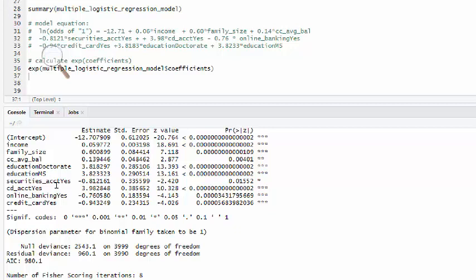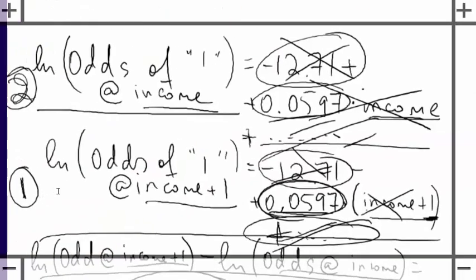Can you tell me? Income has positive slope, so it increases the odds, right? More income. Same thing with family size, right? Positive. Same thing over here. So it looks like we have no choice but do one of the discrete variables, right? One of the categorical ones. Okay, so let's do the online banking, for example, right? Here, okay? Online banking has the slope of minus 0.7605.